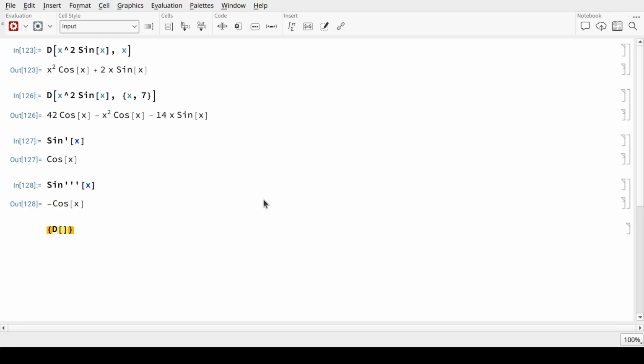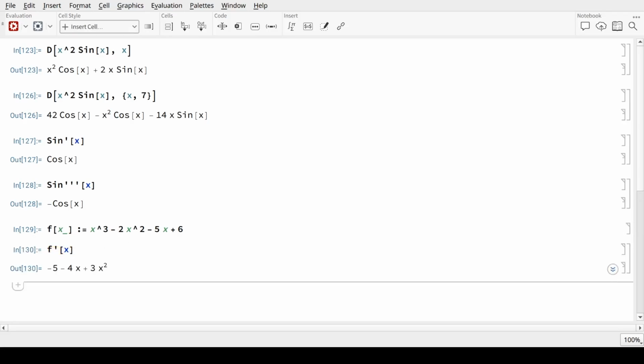For instance, let's define a useful function f. F of x, with the delayed set operator, x cubed minus 2x squared minus 5x plus 6. That's it. We have defined the function f of x, and now we can just use it. If we want to get the derivative of f of x, it's very simple. We can just get the derivative.